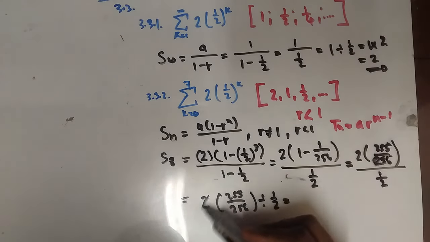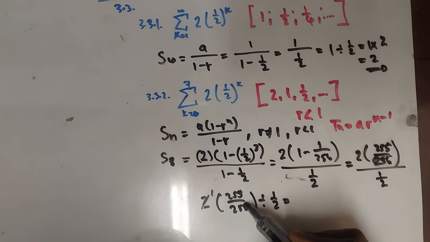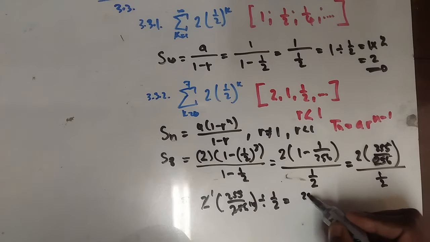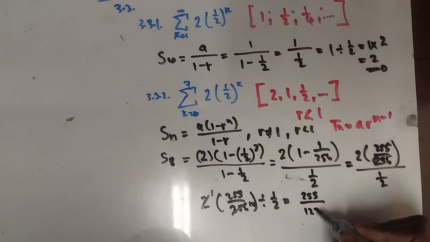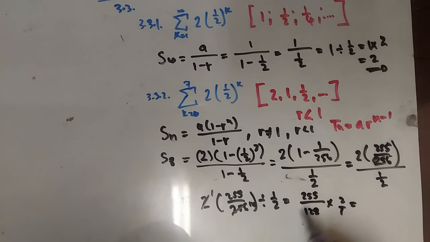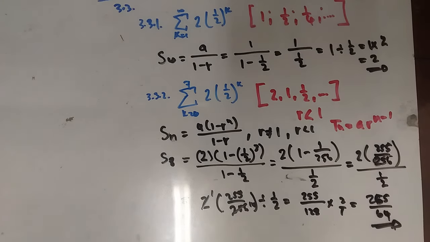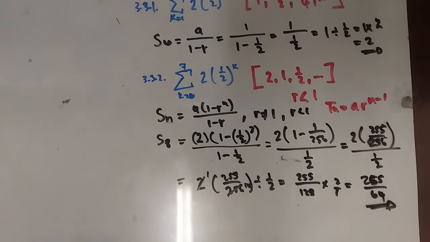Now 2 goes into 2 once and it goes into 256 128 times. So therefore I'm going to have 255 all over 128 multiplied by 2 over 1. And then how many times does 2 go into 128? It goes 64 times. So this becomes my final answer, 255 all over 64. Please check it, guys. Please do check it and let me know if the solution is true or not.